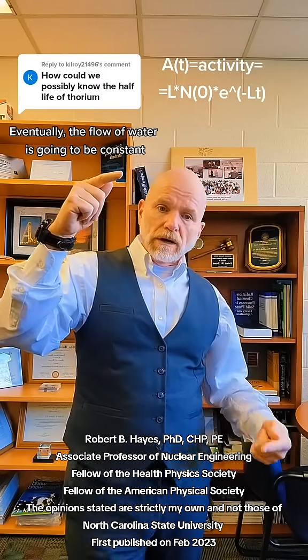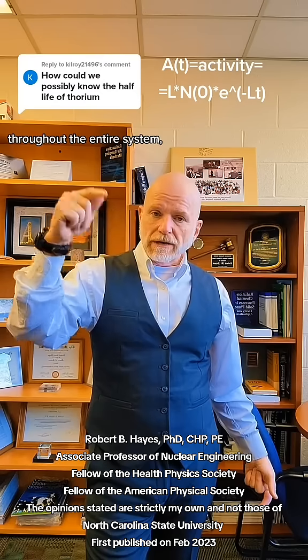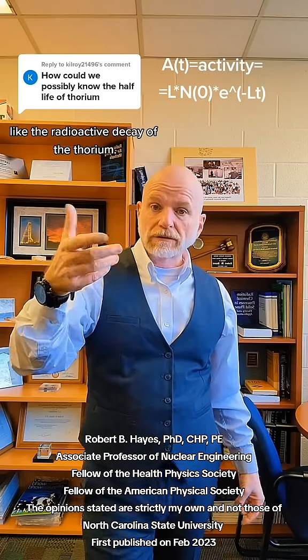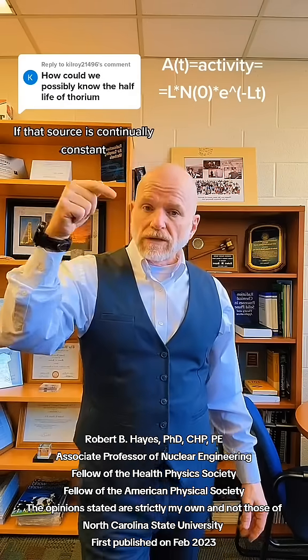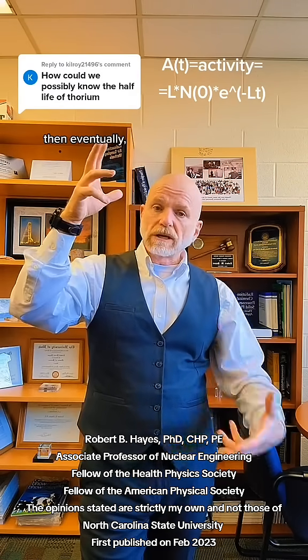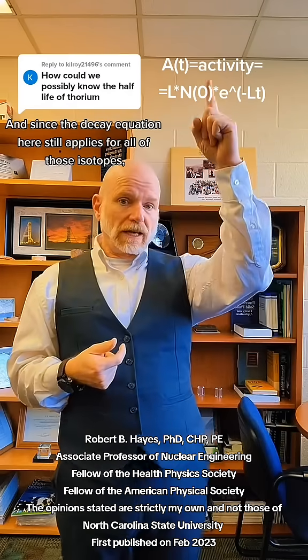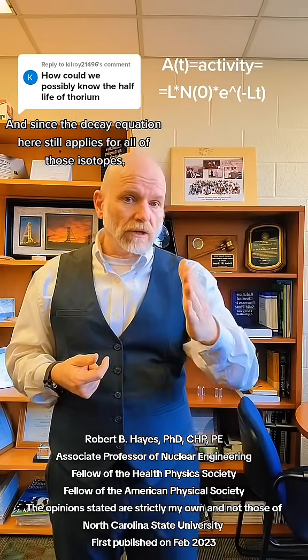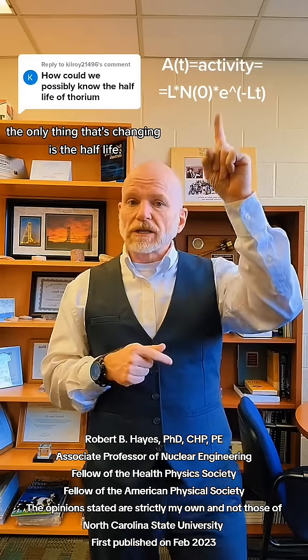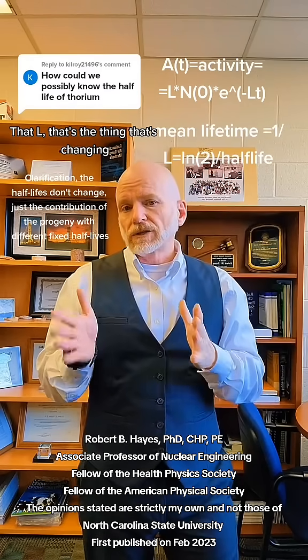In other words, it's kind of like filling up a sink with successive sinks below it. Eventually, the flow of water is going to be constant throughout the entire system if the original source is constant, like the radioactive decay of the thorium. If that source is continually constant, then eventually all of the decay products will have the same amount of decay. And since the decay equation still applies for all of those isotopes, the only thing that's changing is the half-life, that λ.